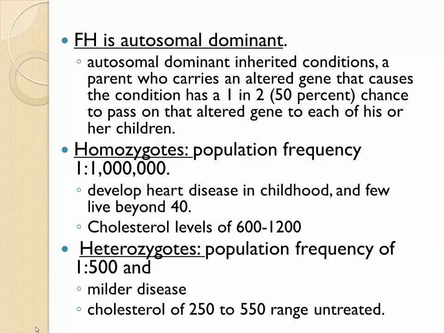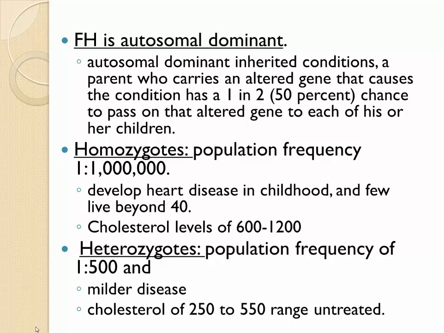Terms to remember is homozygote, which means that the person carries both altered genes in their genetic makeup. And this is very, very infrequent. About 1 in a million people have this. And so they're going to see the development of heart disease in childhood, early teens. And these people don't live very long because of the development of their heart disease and the inability to control their cholesterol levels.